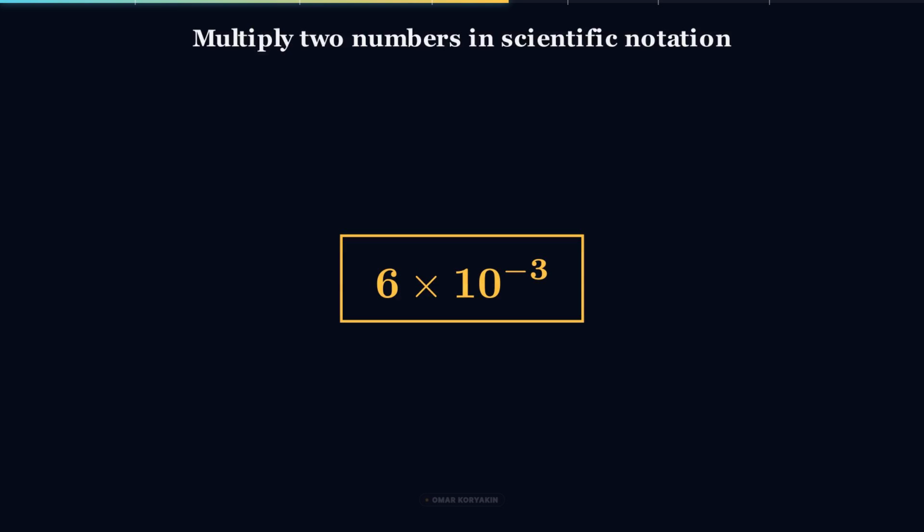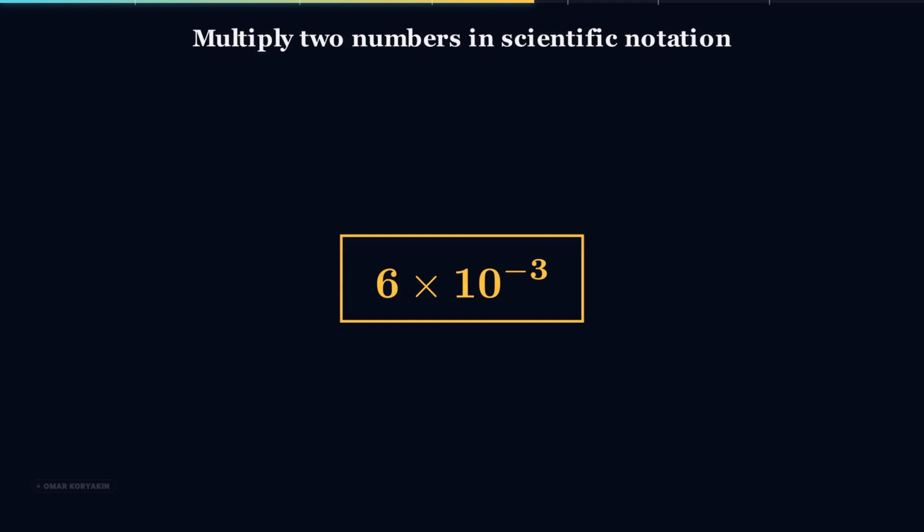The big takeaway from this example is the two-step pattern for multiplying any two numbers in scientific notation. Multiply the coefficients normally, add the exponents on the powers of 10. The same procedure works for any number of factors, and the same template with subtraction in place of addition works for division.